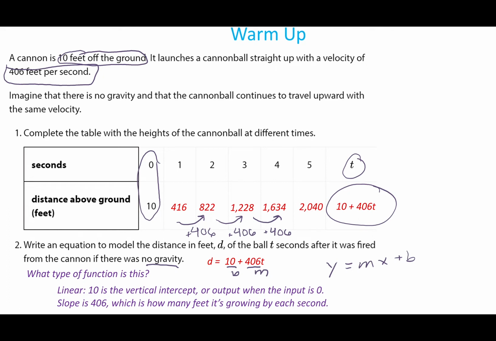So let's take a look now at what would happen if we do actually consider gravity. Considering the fact that we are on Earth, gravity affects all objects that are moving, and so when we're taking into account projectiles, or things that are moving, being projected or thrown, the effect of gravity is going to be that this cannonball doesn't just keep going up and up and up forever. It's going to at some point come back down to the ground.